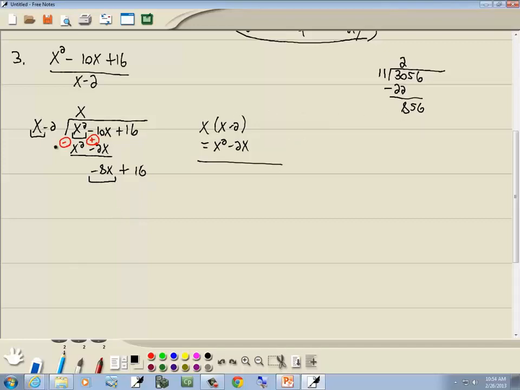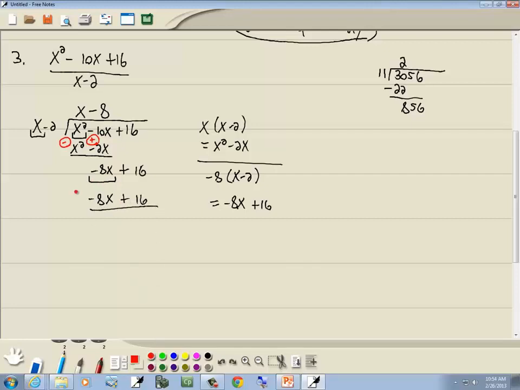We ask ourselves what times x gives us negative 8x, and that's negative 8. Now remember, whatever you put up on top, you multiply by what's out in front. So we're going to take negative 8 times x minus 2. Negative 8 times x is negative 8x. Negative 8 times negative 2 is a positive 16. So we got negative 8x plus 16.